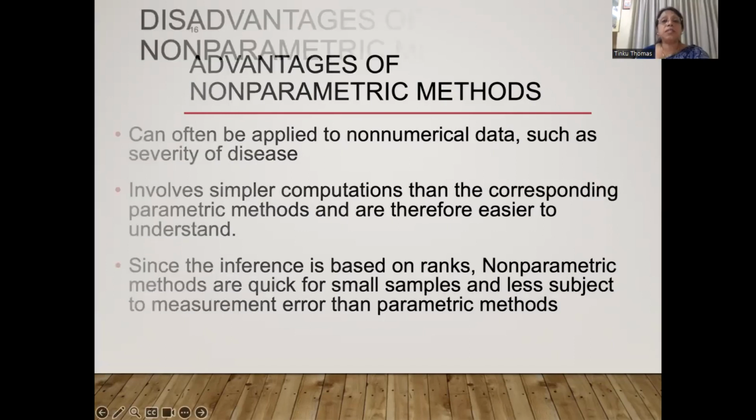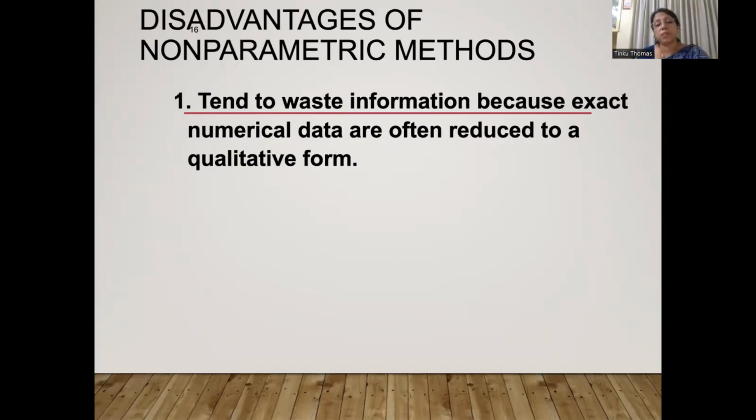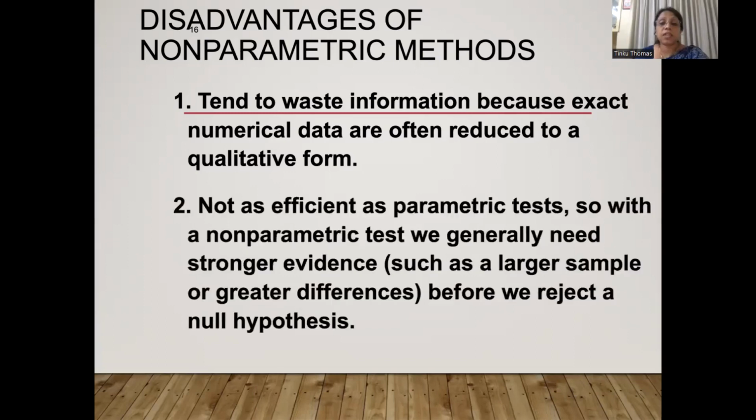But the disadvantage is that it tends to waste information, because we are actually collecting quantitative data, but it is not fully utilized in a non-parametric test. For example, if you look at the weight difference between the pre and post, you're only looking at the rank of the difference. You're not looking at the magnitude of the difference. So you are, in fact, wasting information. And that is the biggest drawback of non-parametric tests. You're not fully utilizing the data that you have. And therefore, it is not as efficient as parametric tests.